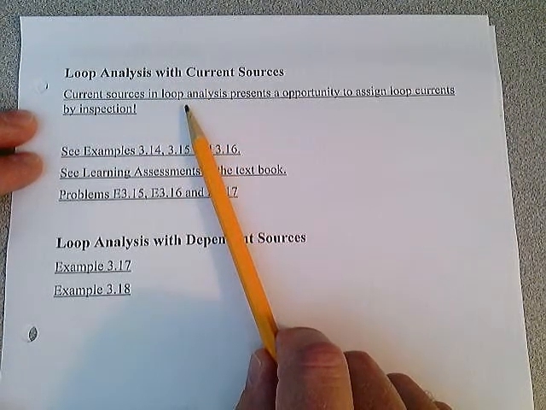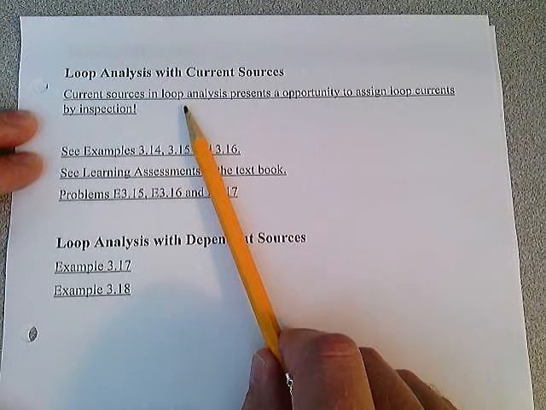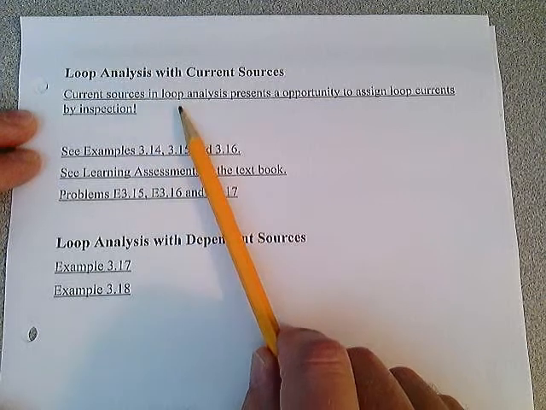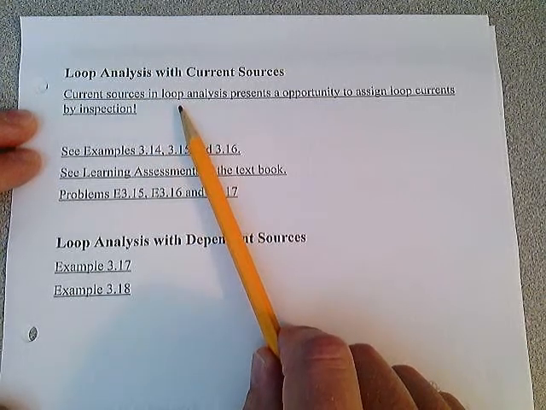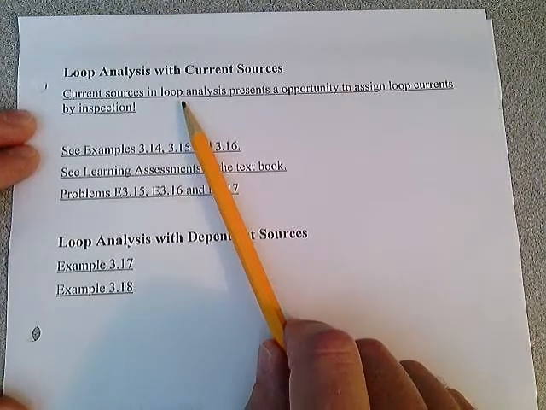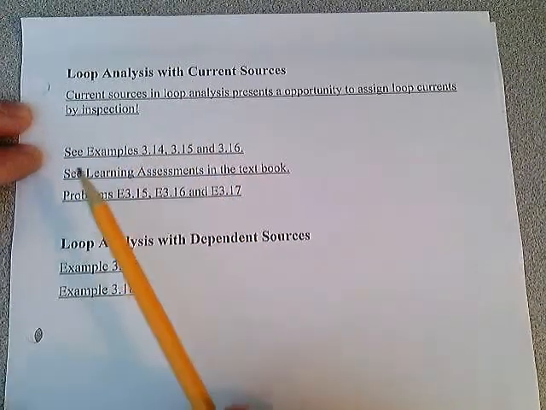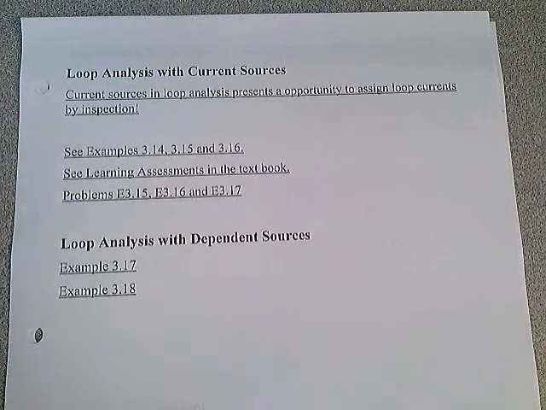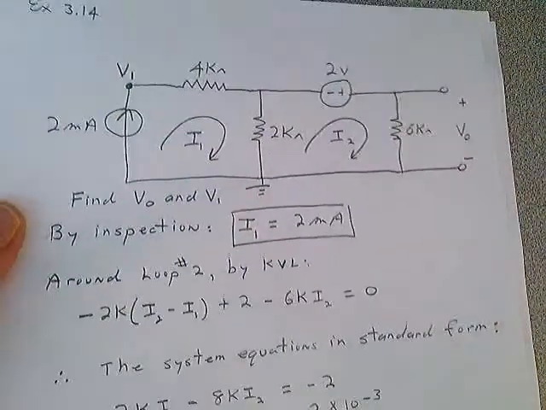Up to now, we haven't had any current sources. If you take a look at the previous lecture, everything was a voltage source, and you're using Kirchhoff's voltage law as you go around the loops. You can look at examples 314, 315, and 316, and we're going to start looking at 314. It looks like this. I wrote it all out so it's easy to see.